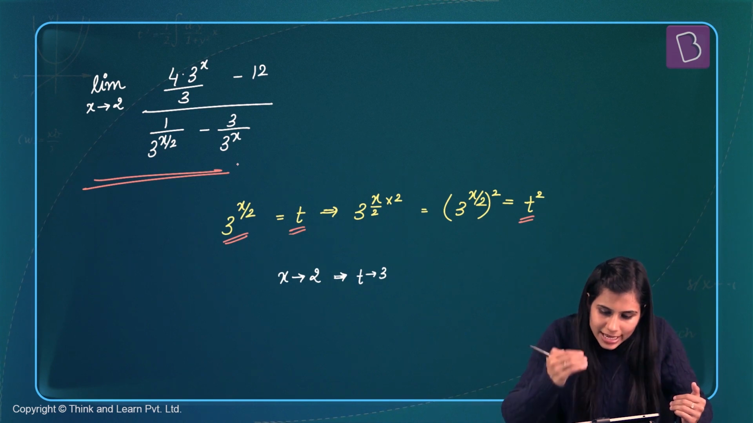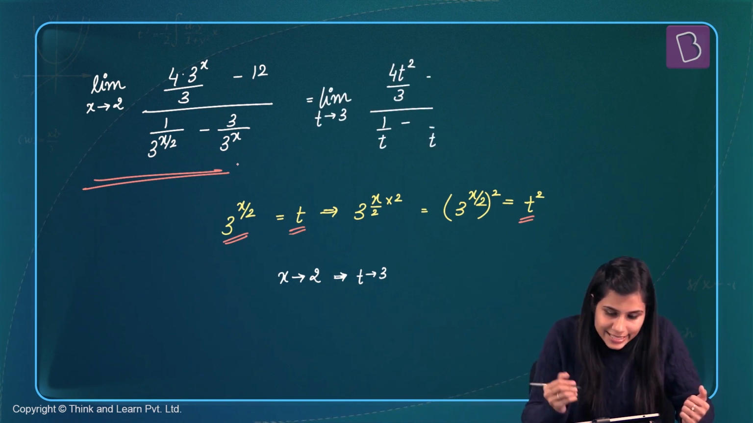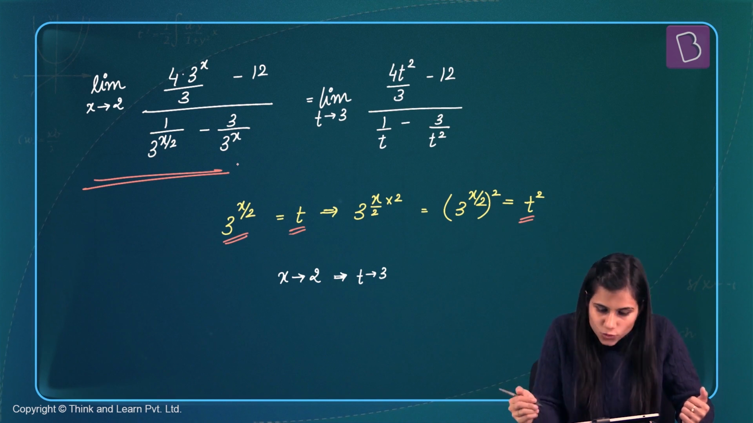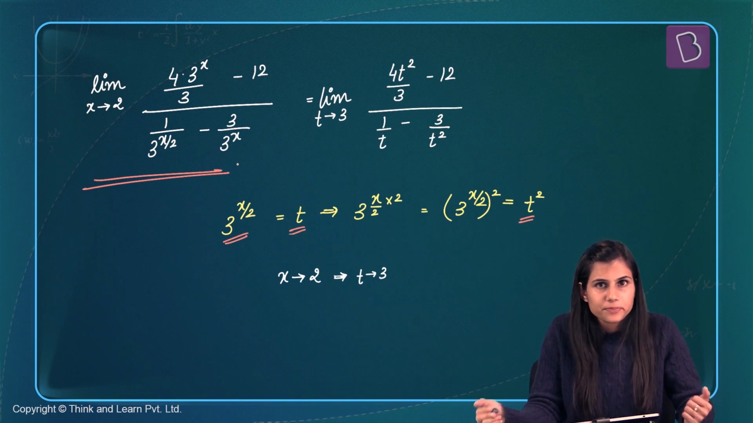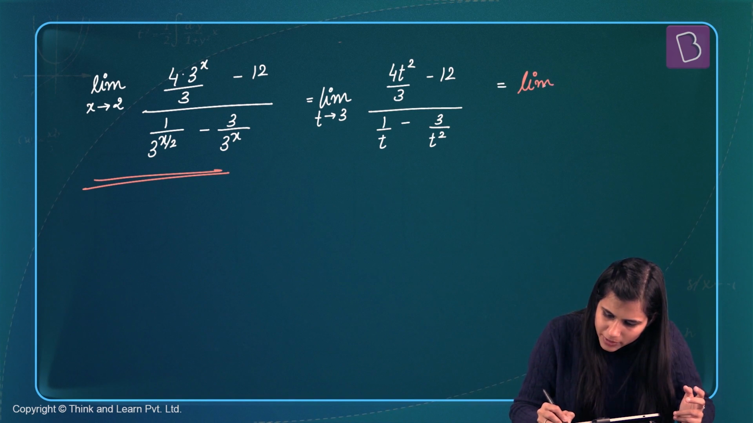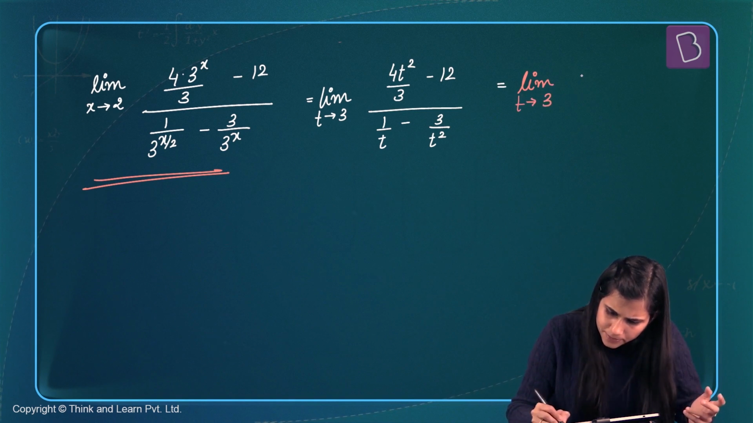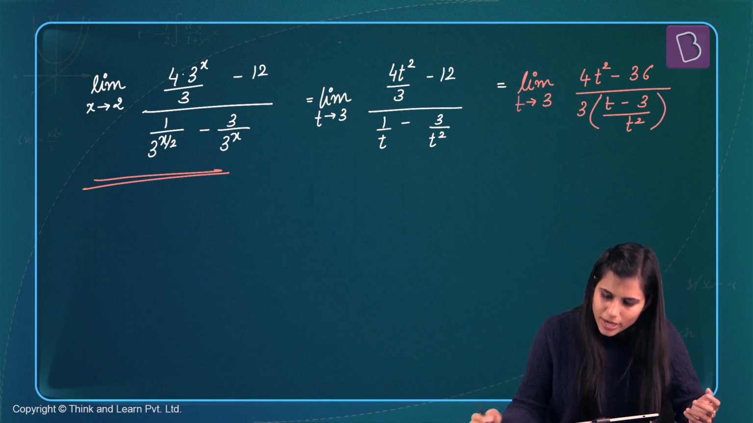It is going to be what? Limit as t approaches 3 of what? 4t square by 3 minus 12 upon 1 by t minus 3 by t square. Got it? And now the question is a cakewalk, trust me. So this is going to be limit t tends to 3. This is 4t square minus 36 whole upon 3 multiplied by t minus 3 by t square.